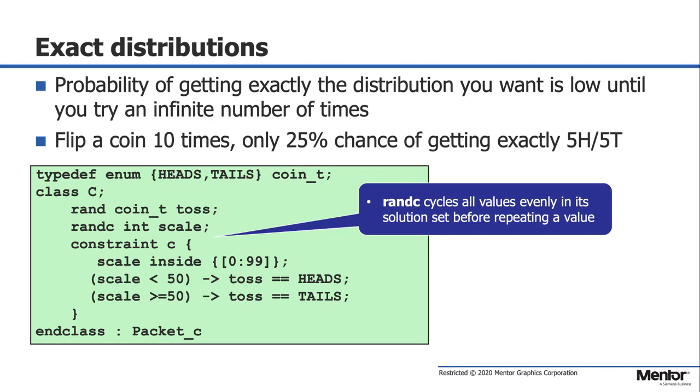So we're using the randc construct, which means to cycle through all values of scale that are available to it before repeating a value. So we'll cycle through all the values between 0 and 99 randomly before repeating. And so if we have these two constraints, if scale is less than 50, then toss equals heads, and if scale is greater than 50, toss equals tails, we know that we'll get 50 heads and 50 tails.